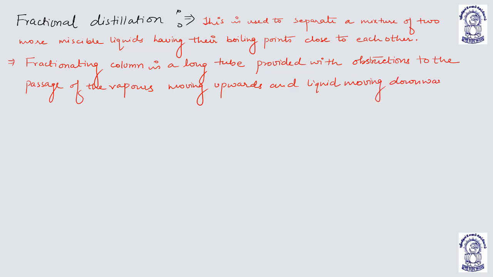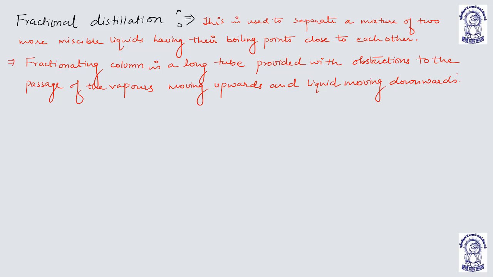Basically, in this technique, if we have a mixture of two or more miscible liquids and their boiling points are very close to each other, I mean if the difference in the boiling points of the components of the mixture is less than 30 or 25 Kelvin, then we use a fractionating column. The fractionating column is a long tube having obstructions. These obstructions provide obstruction to the passage of vapors.